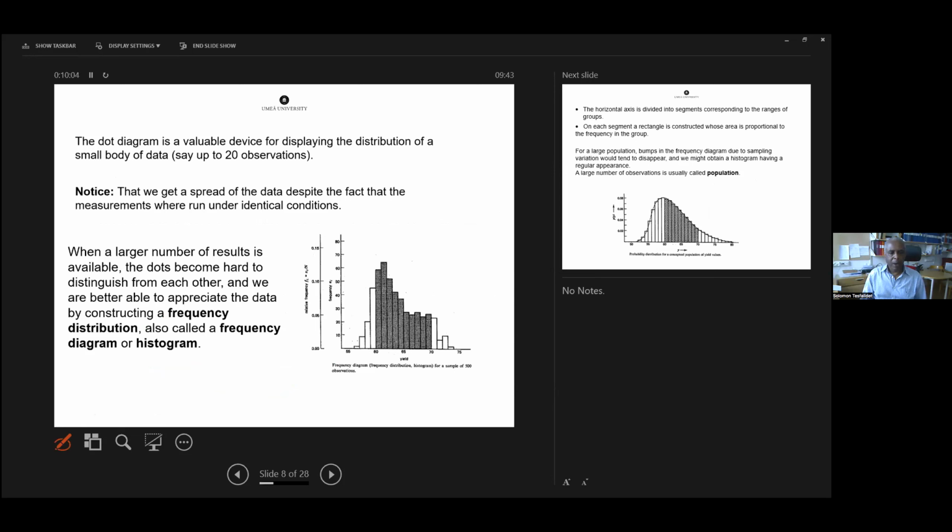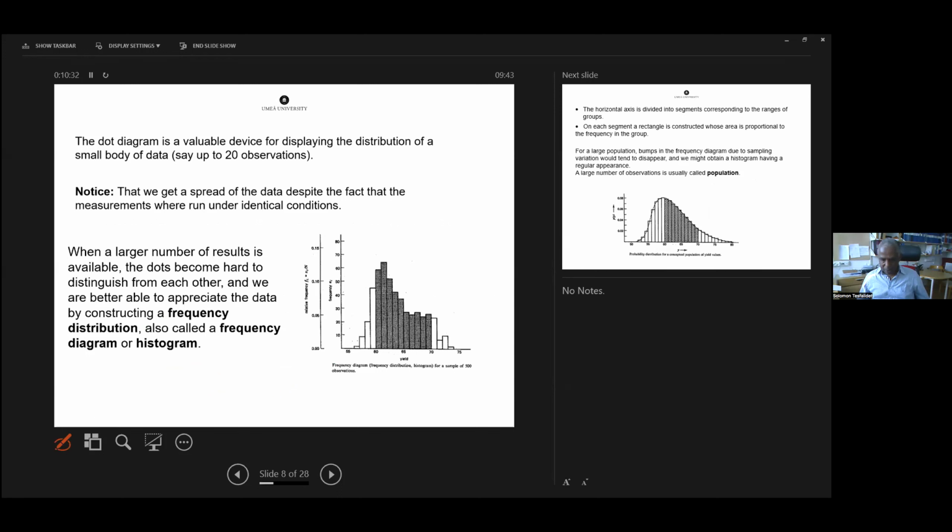So, as I said, the dot diagram is a valuable device for displaying the distribution of a small body of data, up to 20. But when a large number of results is available, then the dots become hard to distinguish from each other, and we are better able to appreciate the data by constructing a frequency distribution. This is what we call a frequency distribution.